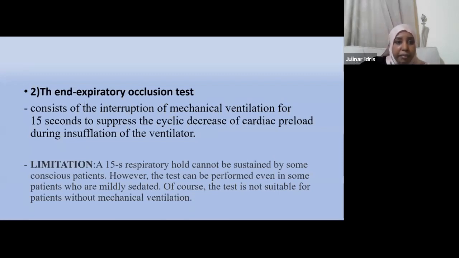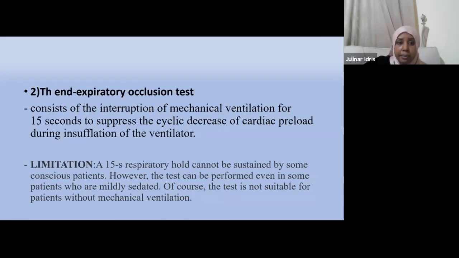The second dynamic variable which we evaluated is the end-expiratory occlusion test. This consists of interruption of mechanical ventilation for 15 seconds to suppress the cyclic decrease of cardiac preload during insufflation of the ventilator. As ventilation is stopped at maximum peak, the cyclic effect of the ventilation on the right-sided preload will be maximum.